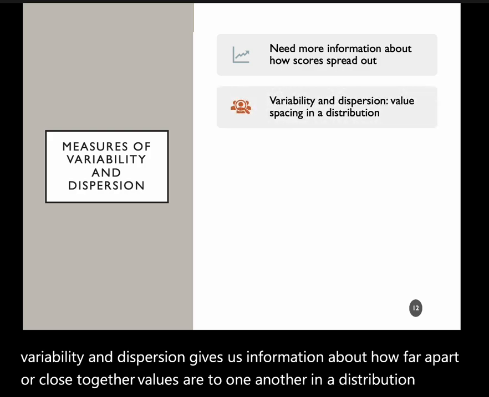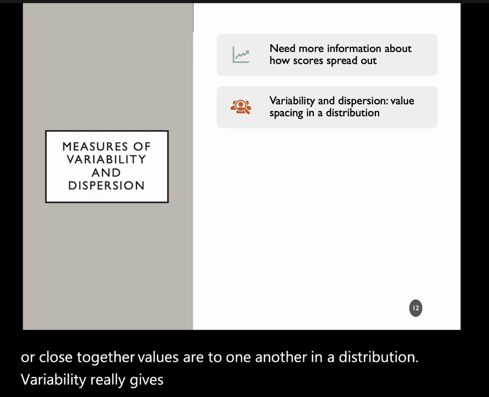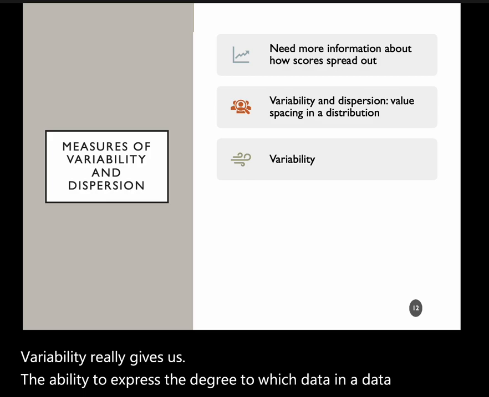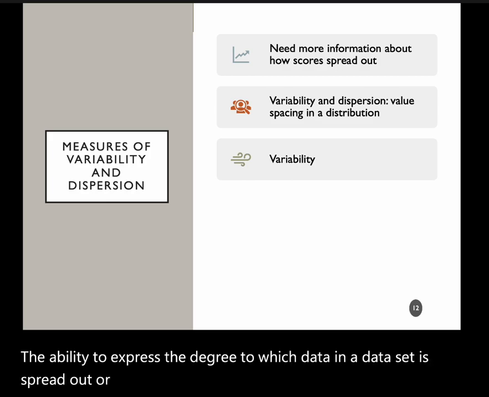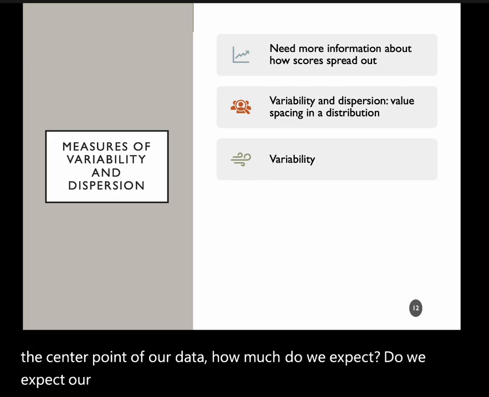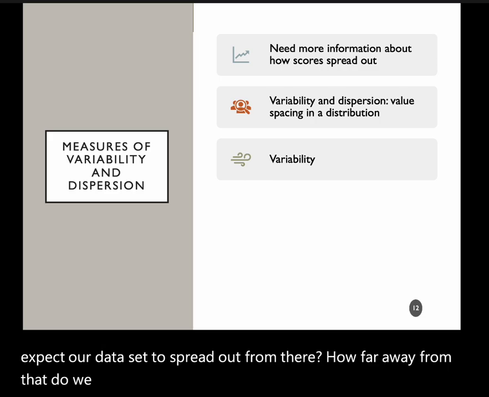Variability really gives us the ability to express the degree to which data in a data set is spread out or deviates from the center. So, variability is saying, here is the center point of our data. How much do we expect our data set to spread out from there? How far away from that do we expect it to be?